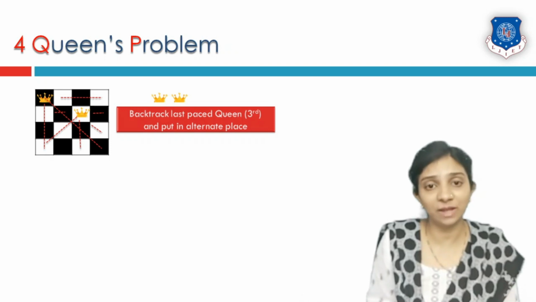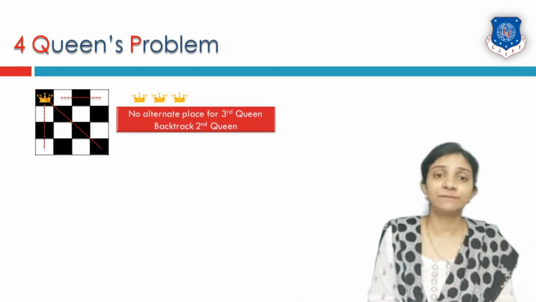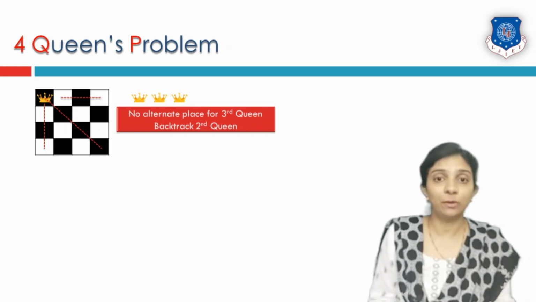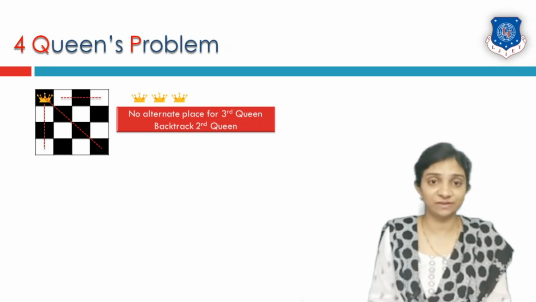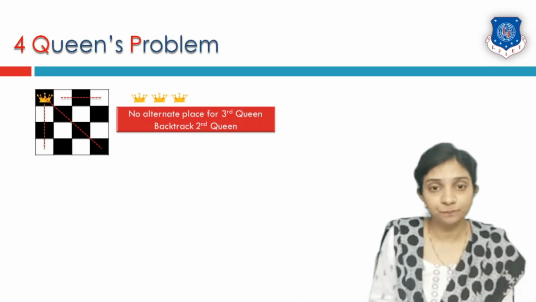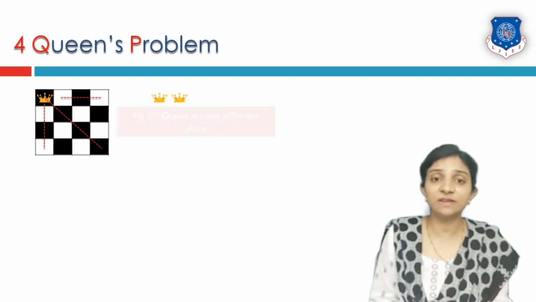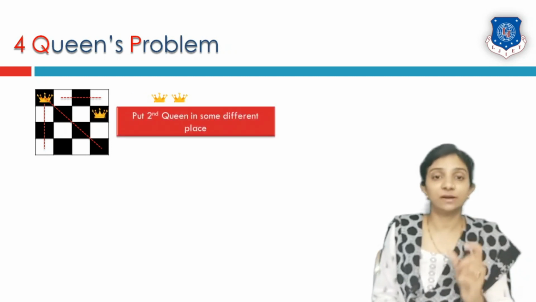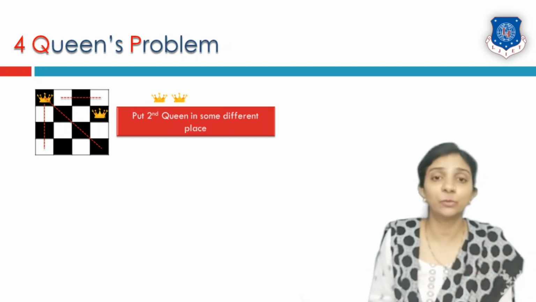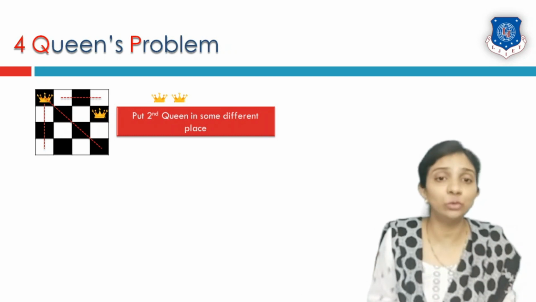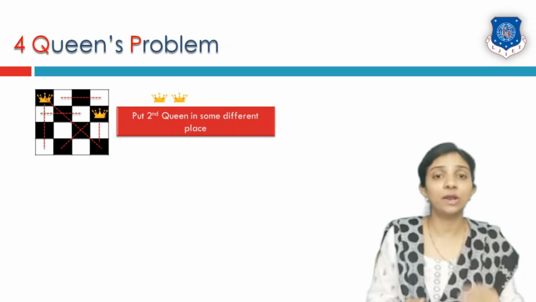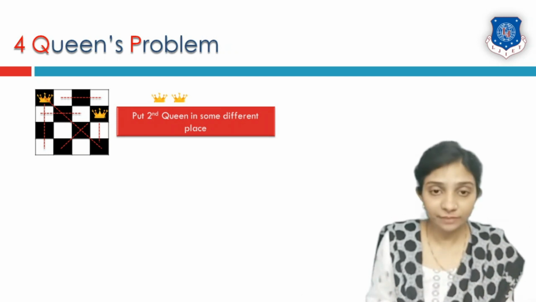Can I put it in some alternate space? No. So I will go one step back and backtrack queen number 2 because there is no alternate space for queen number 3. So we have backtracked queen number 2. Now is there any alternate space for queen number 2? Yes, a cell which is just next to it. I will try to put queen there and see am I leading towards the solution or not. If I put queen here, its row, column and its diagonal will get blocked.